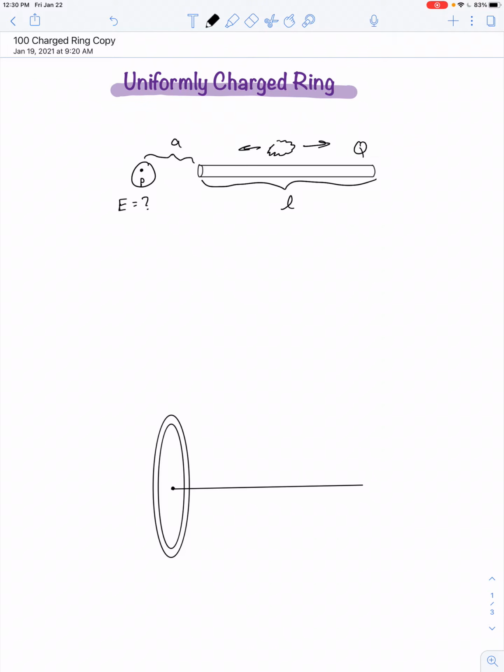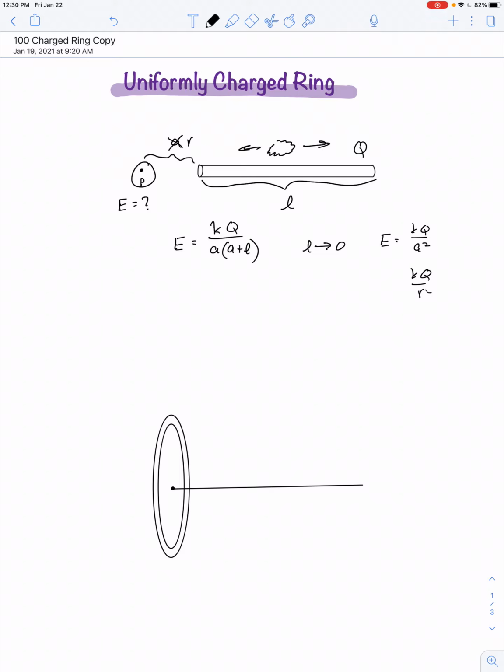So if the total charge on the rod is capital Q, we found that the electric field is equal to K times the total charge divided by the product of A and A plus L. We checked it for the case where L approaches 0 and found E equals KQ over A squared, which is the same thing. We could say KQ over R squared if we changed the name to R. In other words, it was consistent with Coulomb's law.